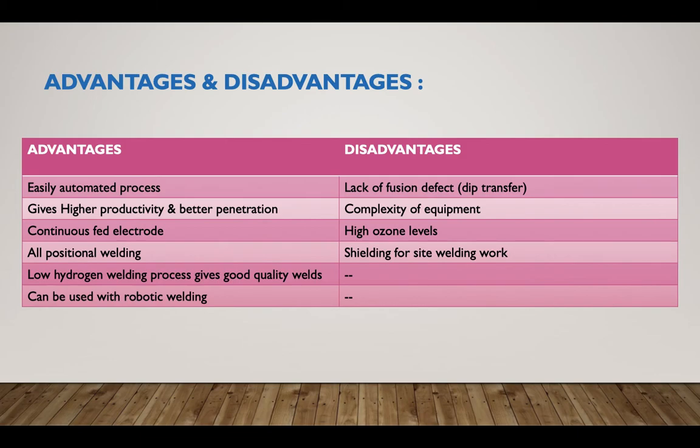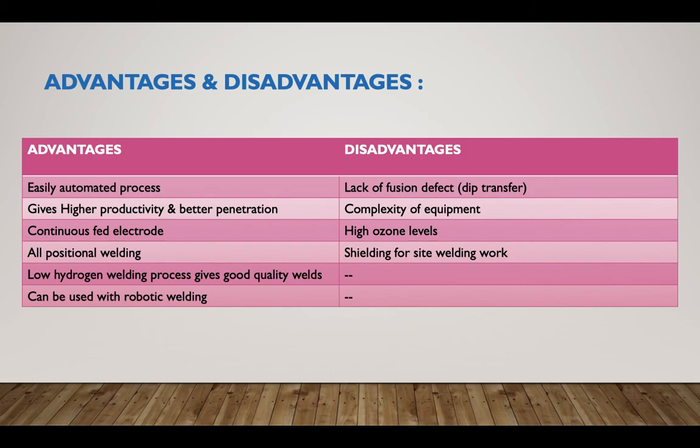Advantages: this process can be easily automated. It gives higher productivity and better penetration. A continuously fed electrode is there. No need to change the electrode like in SMAW. All position welding. It is a lower hydrogen welding process that gives good quality of weld. The lower the hydrogen, the lower the chances of HICC, hydrogen induced cold cracking. And it can be used with robotic welding. For example, in the automobile industry it can be used with robots.